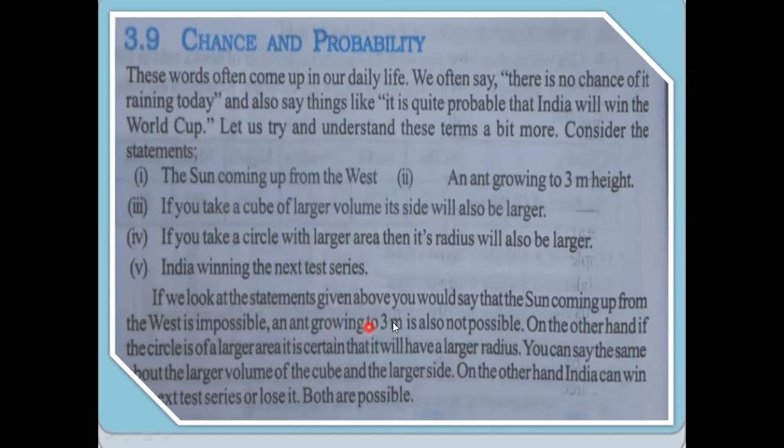If we look at the statements given above, you would say that the sun coming up from the west is impossible. An ant growing to 3 meters is also not possible. On the other hand, if the circle is of a larger area, it is certain that it will have a larger radius. You can say the same about the larger volume of the cube and the larger side. On the other hand, India can win the next test series or lose it. So India may win or it may lose. Both are possible. Like this, we will use these words.